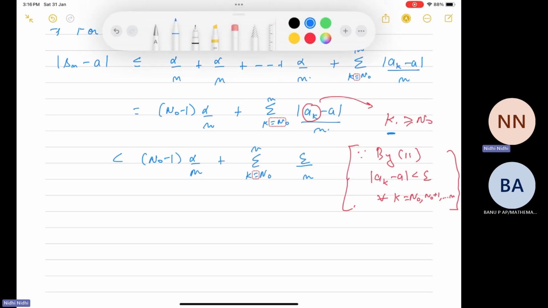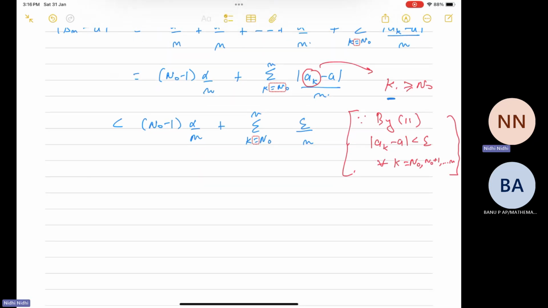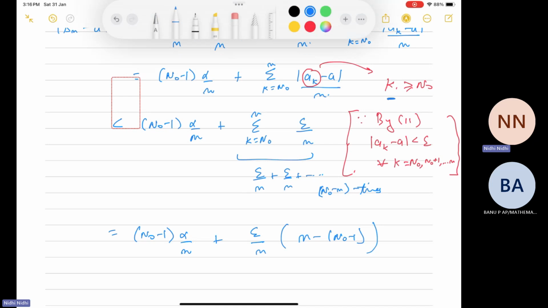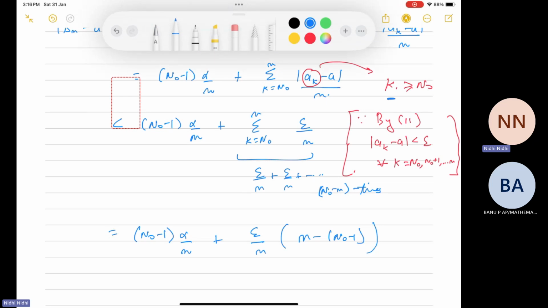Okay, so this is just a sum of terms, the same terms. Basically, this is epsilon by n, and so on, n minus n naught times. So this becomes n naught minus 1 times alpha by n plus epsilon by n times n minus n naught minus 1. So this is not n minus n naught times, because we are starting from n naught to capital N.